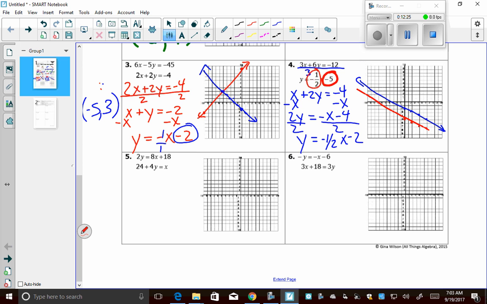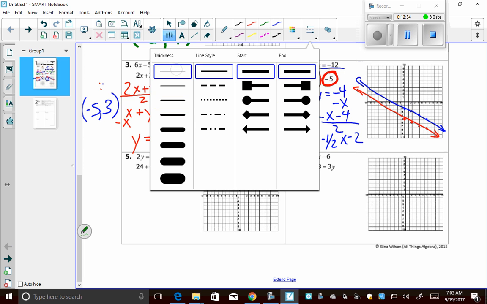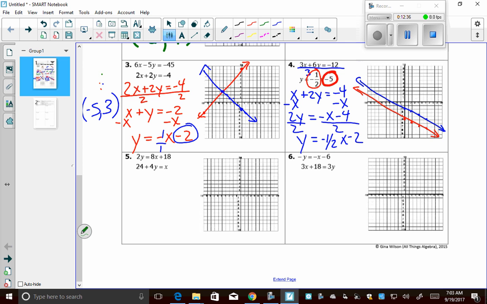And then graph. But remember what we said, if I have 2 lines that have the exact same slope, they're going to be parallel. And if they're parallel, that means I have no solution.